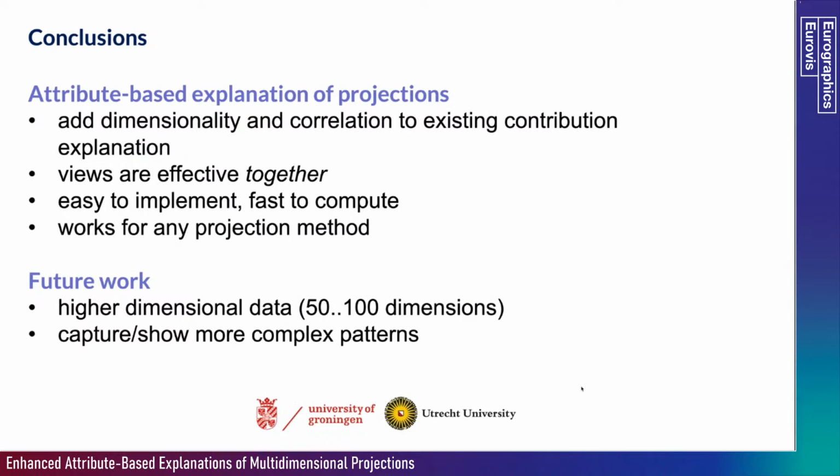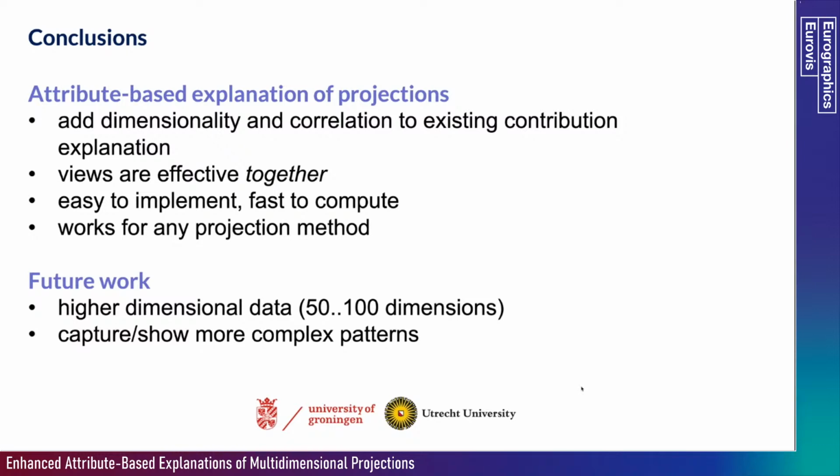Concluding, we have proposed 2 new explanations of multidimensional projections based on dimension correlation and local dimensionality. Together with the original attribute contribution, we now have 3 tools which work jointly in explaining a projection. The proposed explanations are simpler to implement, fast to compute, and work for any projection method. However, when the number of dimensions in a projection is higher than a few tens, more work is needed to extend these explanatory mechanisms.